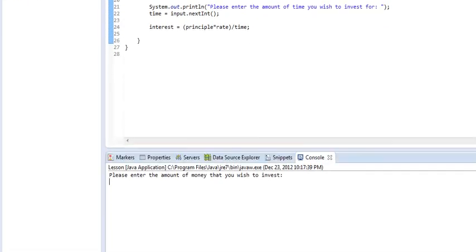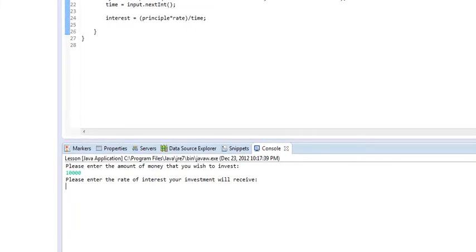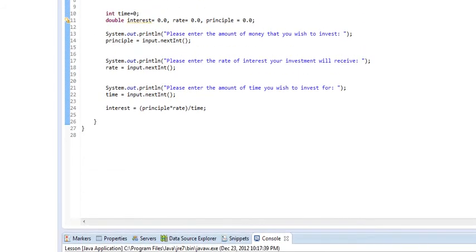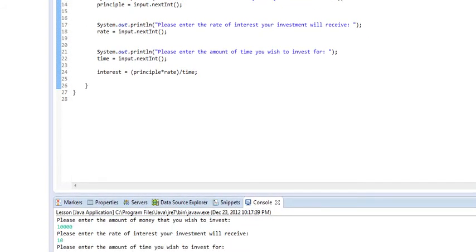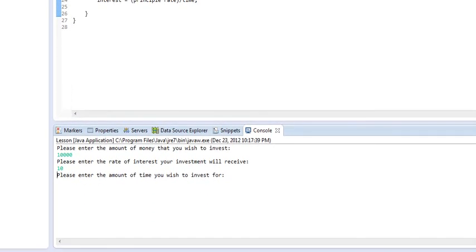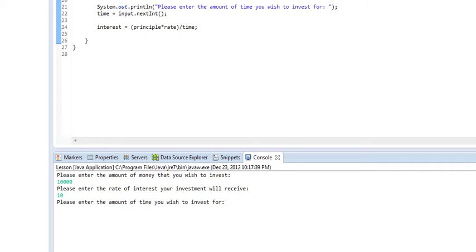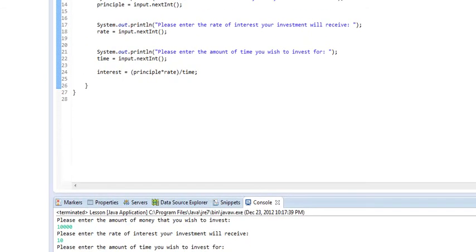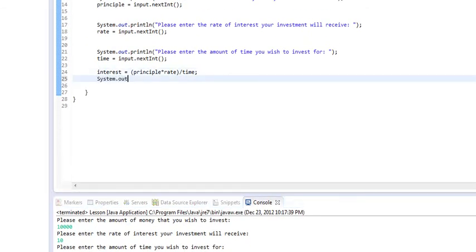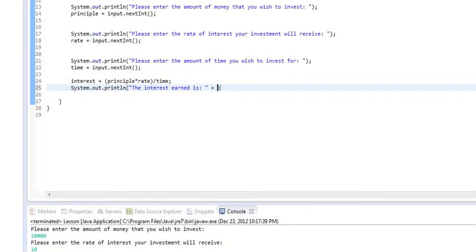Okay, so we'll say I want to do 10,000, and I'll be receiving, let's see, 10% of my money per year. Note that I'm doing an int, but it will convert that to a double, but it's just a plain number. And I want to invest it for 10 years. And oops, I forgot to do a system.out.println. The interest earned is plus interest.